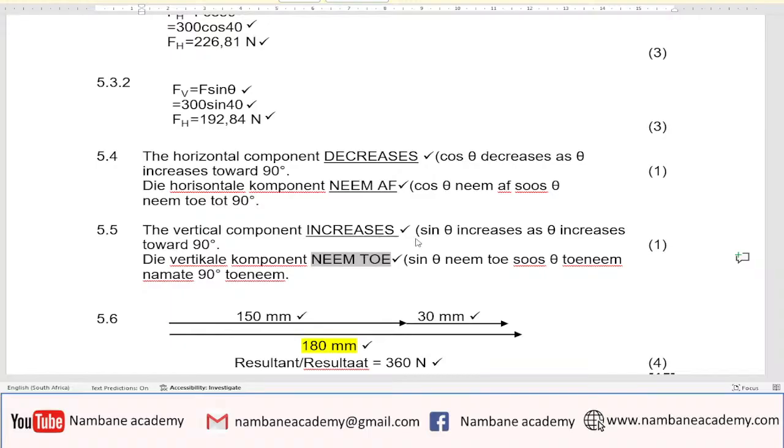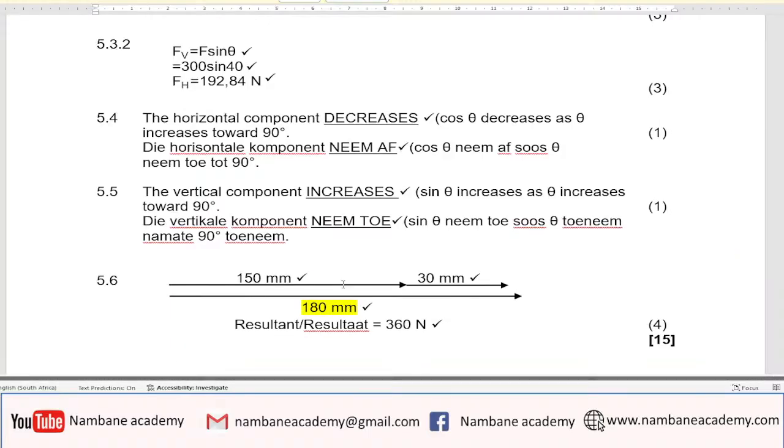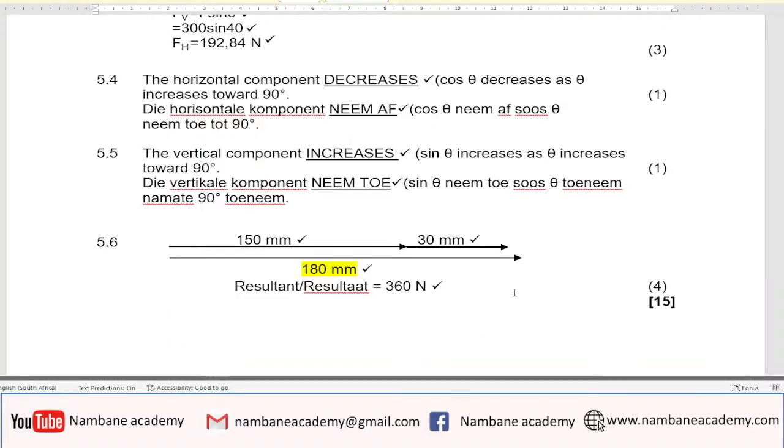5.6 is a statement before the question. As a lawnmower is pulled along the lawn with 300 Newton from left to right by a man, it became too heavy. A friend helped him and decided to exert a force of 60 Newton on the same object in the same direction. 5.6, determine the magnitude of the resultant force by using the head-to-tail method with a scale of 10 millimeter represents 1 Newton, and draw the vector diagram for 4 marks.